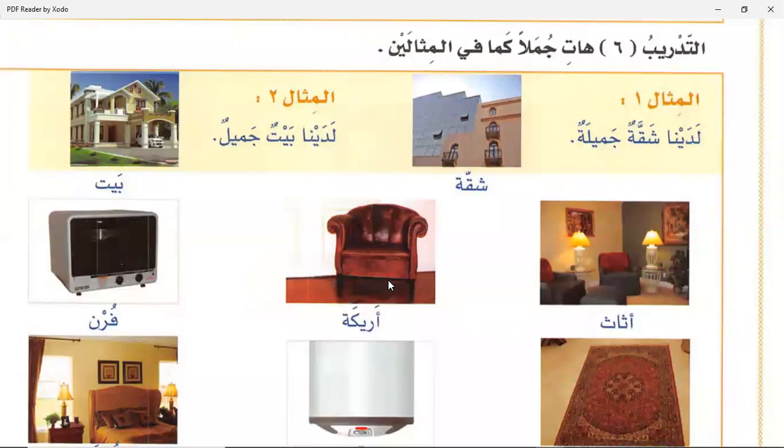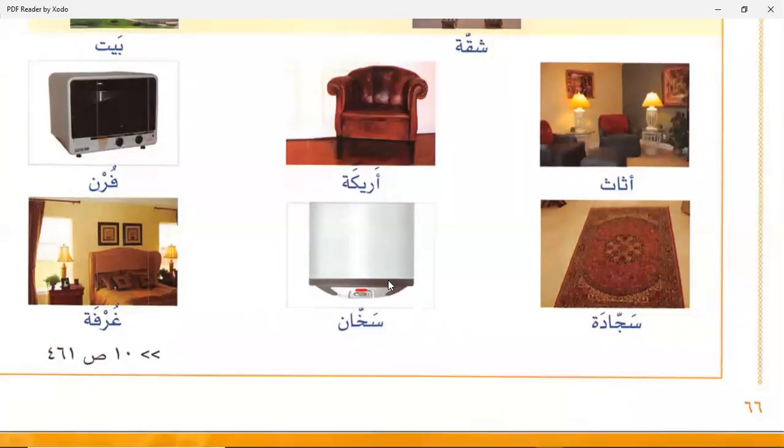You need to make a sentence. Ladaina asasun jamil. Jamilun. They should have said jamilun. Next. Ladaina arikatun jamilat. Correct. Next. Ladaina furanun jamilat. Jamilun. Furun is masculine, so you'll say jamilun. Next, Miss Rahma.